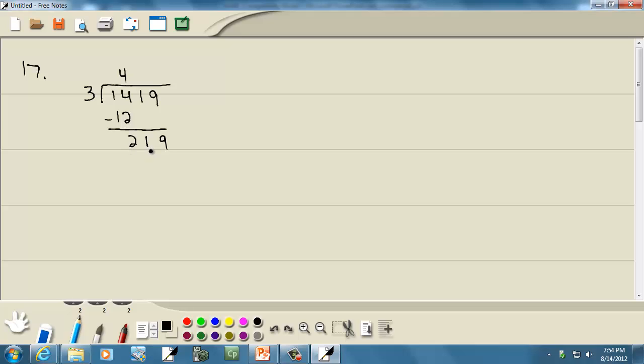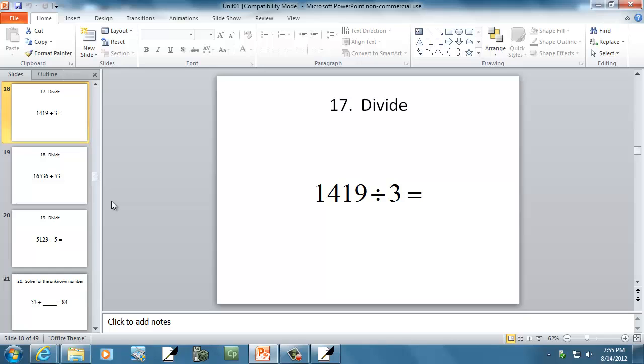So I'm taking these two digits as a whole. 3 does go into 21, goes in there 7 times. So I'm going to put the 7 straight above the rightmost digit, the 1. 3 times 7 is 21. I'm going to subtract. 21 minus 21 drops away, and then 9 carries down. And 3 goes into 9 3 times. Now again, here's my 9. Straight above it is where I put that digit. So our answer will be 473. Let's look at the next one.